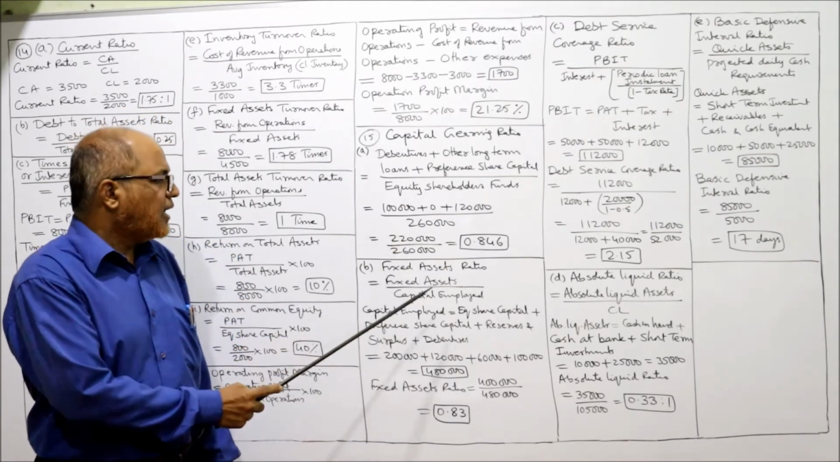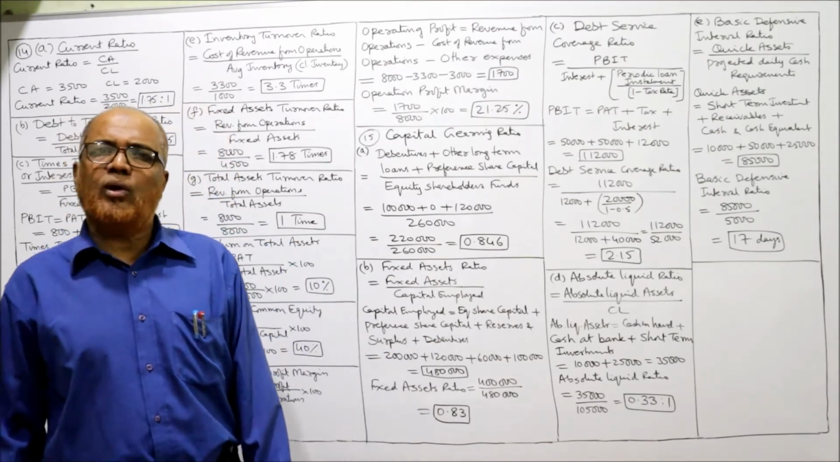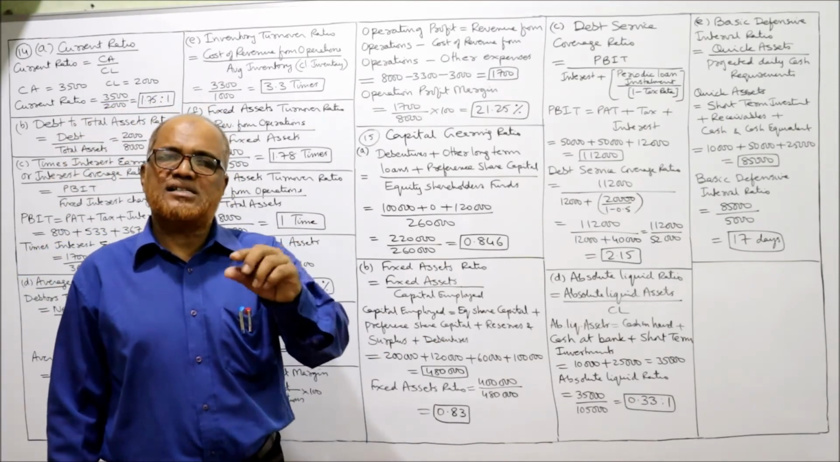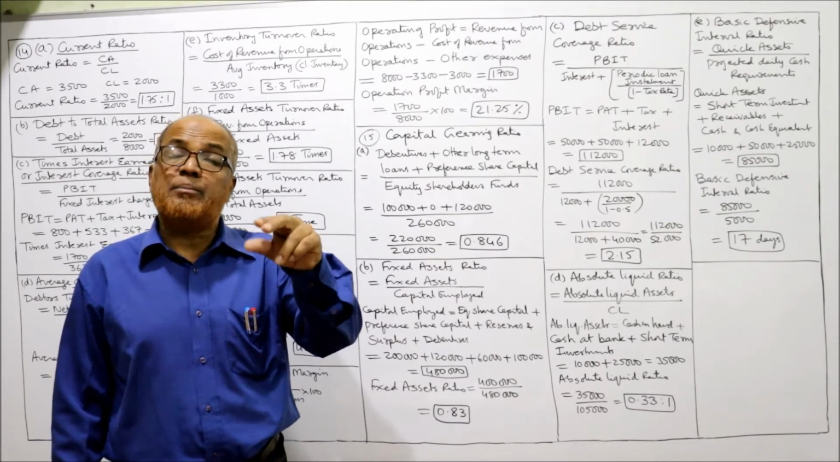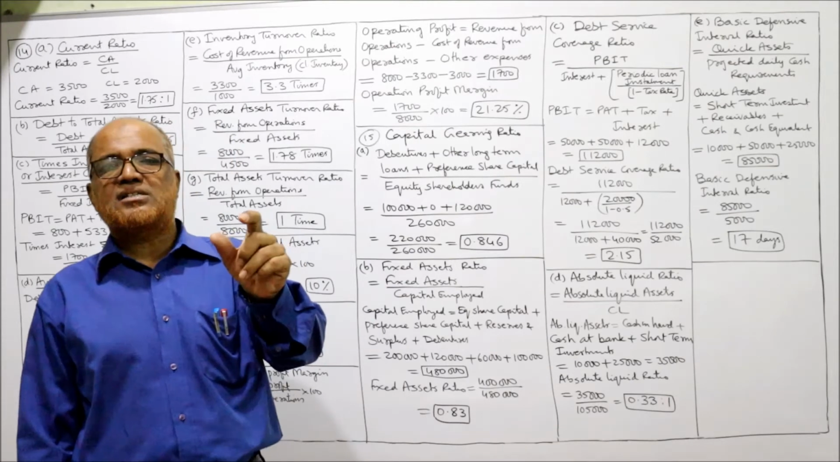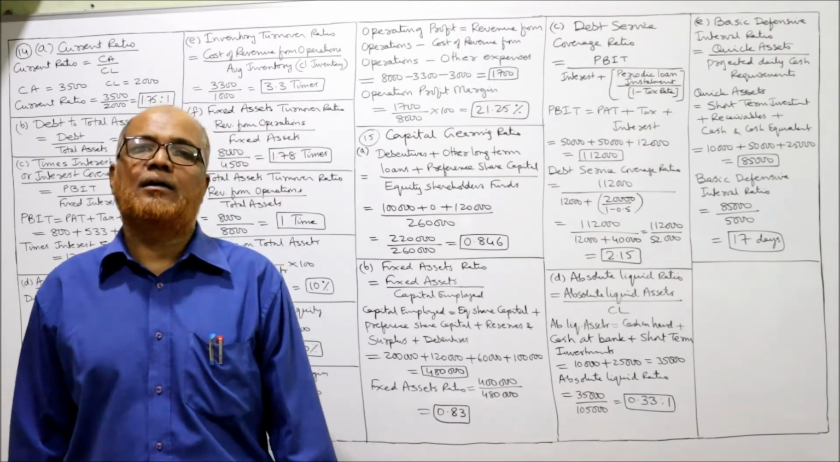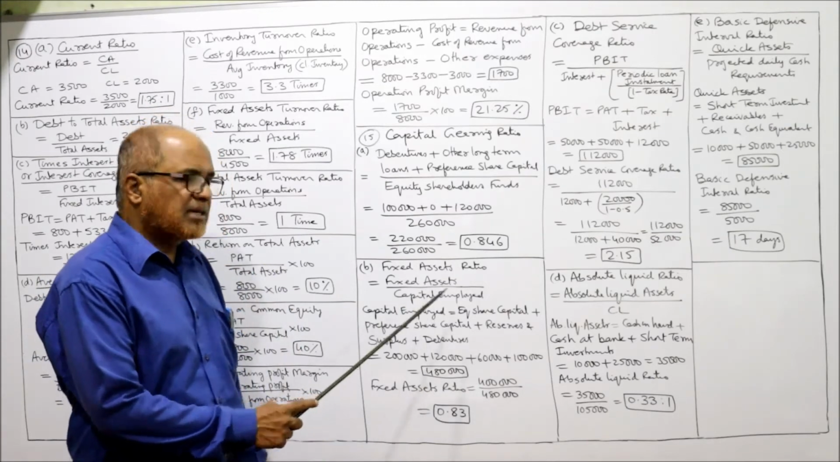You have to remember. Next one, fixed assets ratio. It's an old ratio. Fixed assets ratio is one of the capital structure ratios. What is the formula for fixed assets ratio? Fixed assets by capital employed.